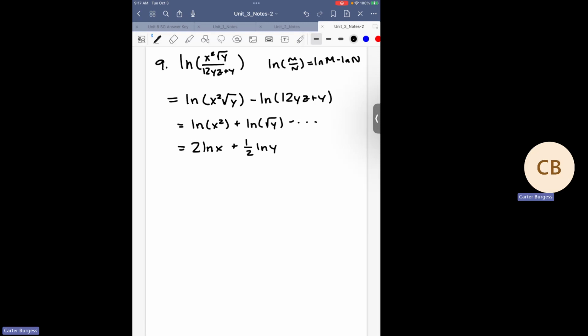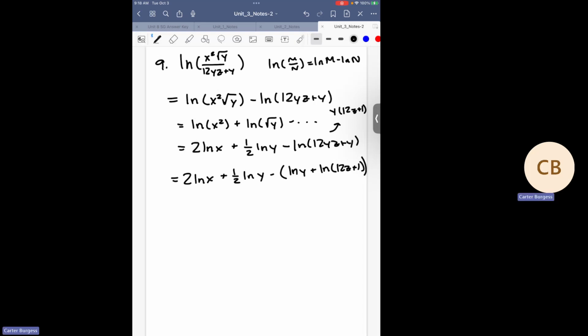Now notice that for our second piece here, it is currently not a product. Can I write it as a product? In fact, yes, I can. This is the same as y times 12z plus 1. And so splitting this apart, I get 2 ln of x plus 1/2 ln of y minus, in parentheses, ln of y plus ln of 12z plus 1.